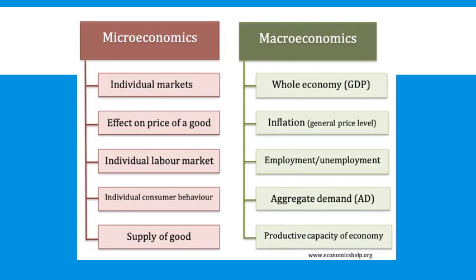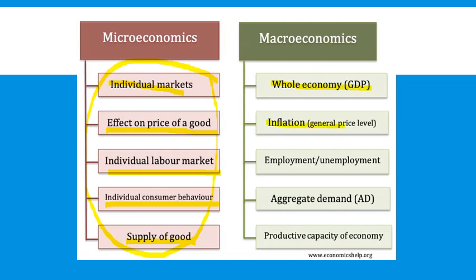Here we can see the clear-cut difference. Microeconomics deals with individual markets, effects on the price of a good, individual labor market, individual consumer behavior, supply of good. We can see here everything is restricted at a smaller level, not at a very large level. Whereas when it comes to macroeconomics, the entire economy, GDP, comes into the picture, whereas GDP is not a factor of microeconomics. Gross domestic product is a factor of macroeconomics.